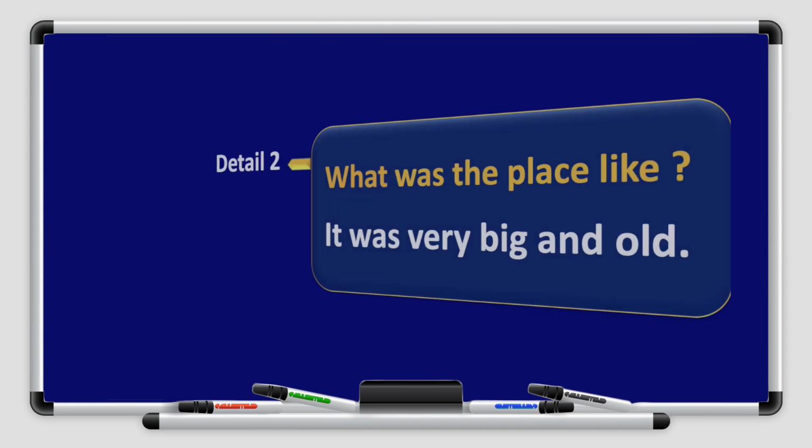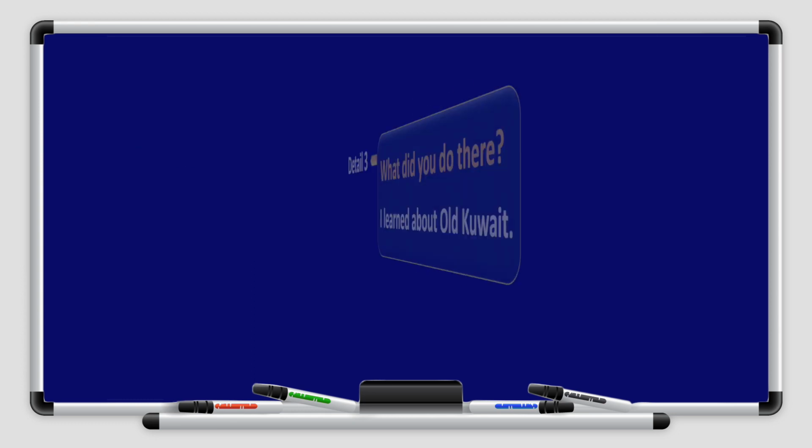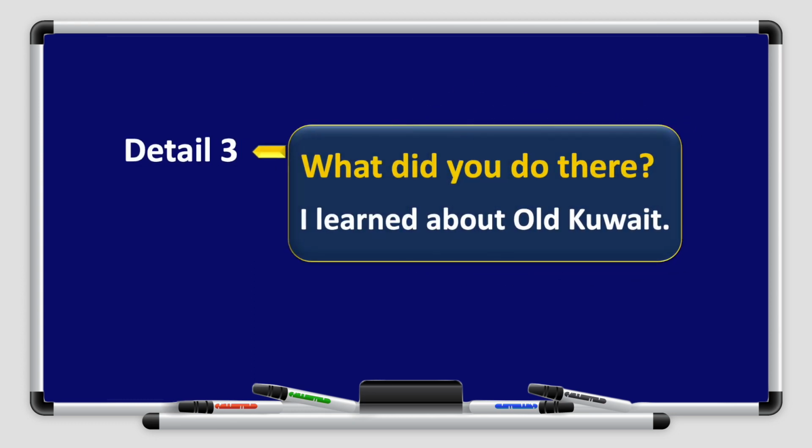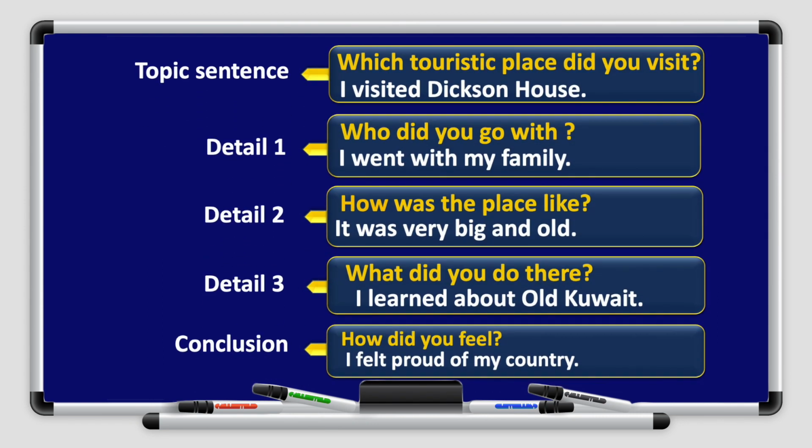Very good. Detail number 2. What was the place like? It was very big and old. Excellent. Detail number 3. What did you do there? I learned about Old Kuwait. The conclusion, how did you feel? I felt proud of my country. That's your conclusion. All right.